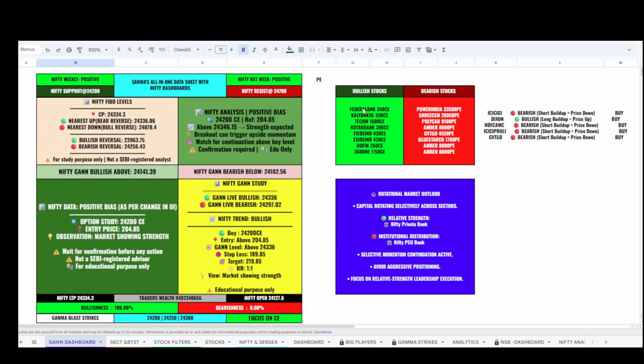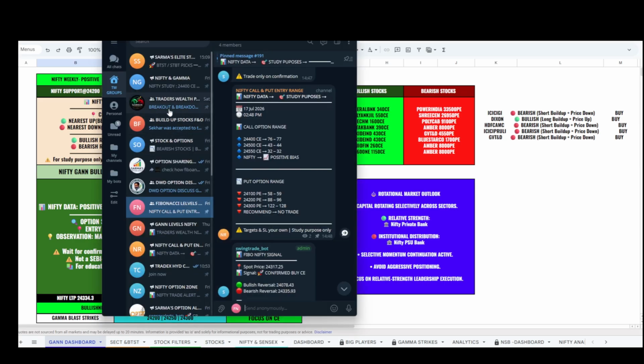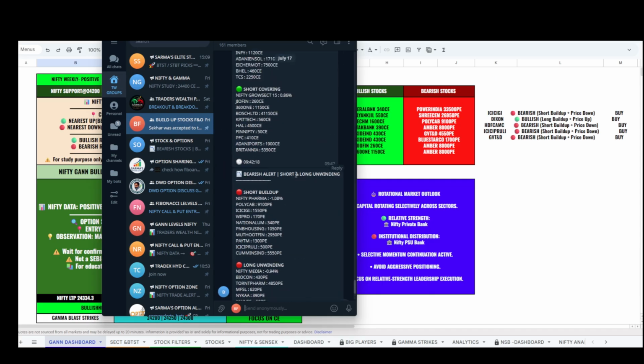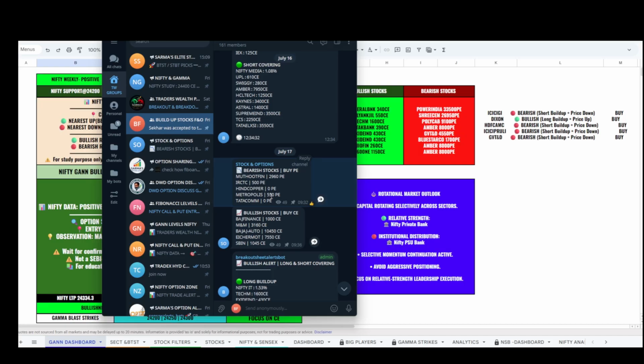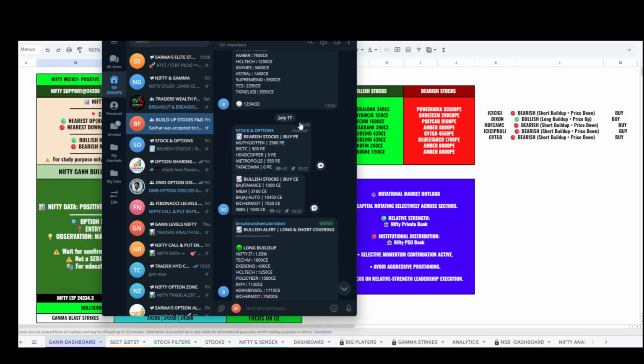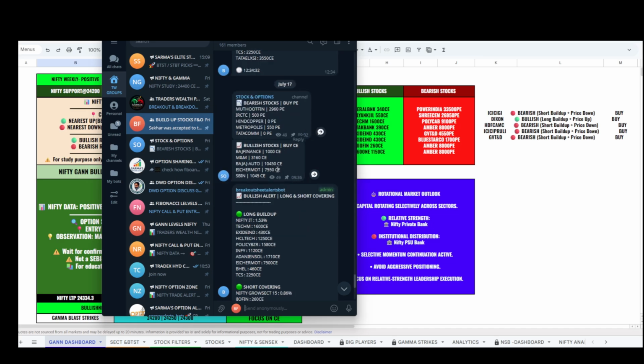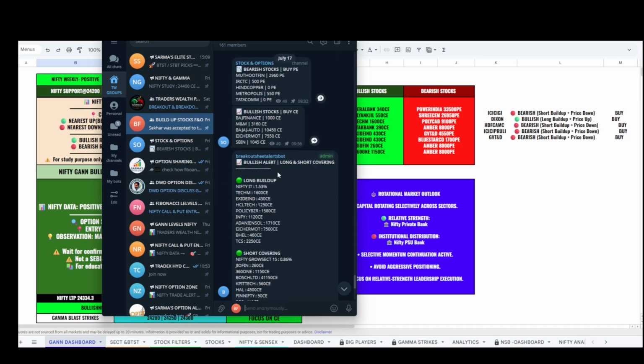You can see the best stocks are filtered, and these filter timings are also given. To cross-check the time, I have given a link to this. The same stocks will be displayed over here. Say, for example, on Friday, July 17th, we got the stocks that are here on call option and put option.